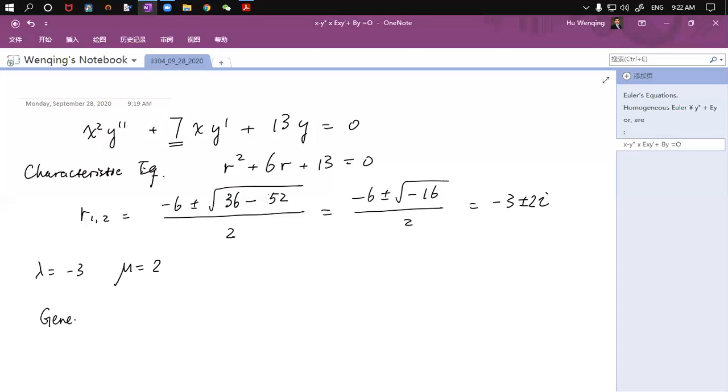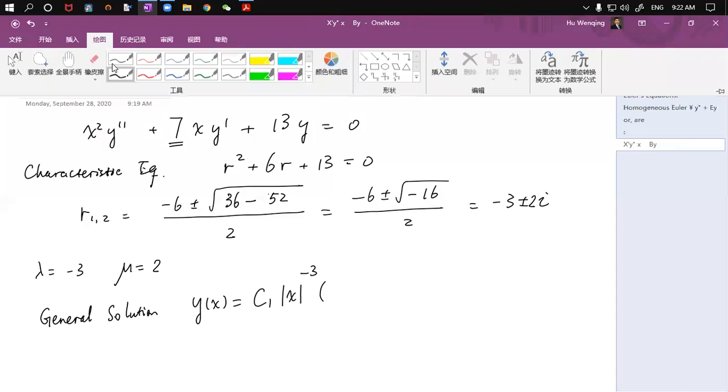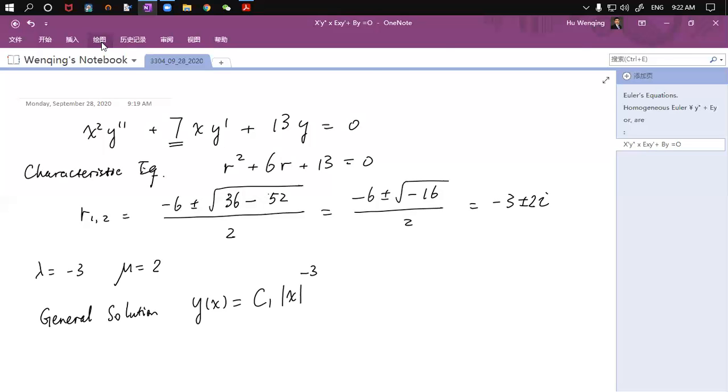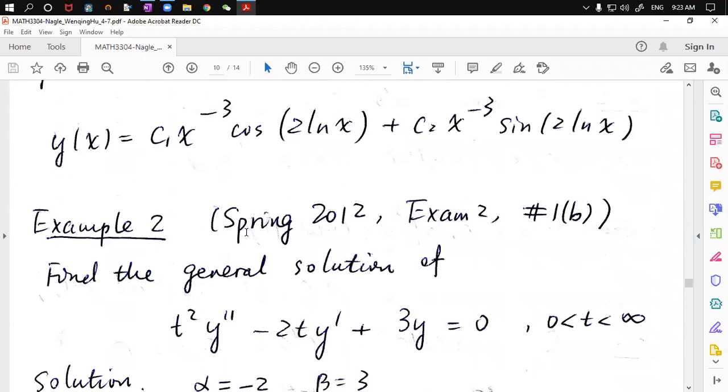So when you write down the general solution, you must memorize the formula. That's important. The general solution is C1 times the absolute value of x to the power of lambda, so minus 3, and then cosine and sine. So it's cosine of mu logarithm of x, plus C2 x to the power of minus 3 multiplied by sine of 2 logarithm of x. That's the way you find your solutions.